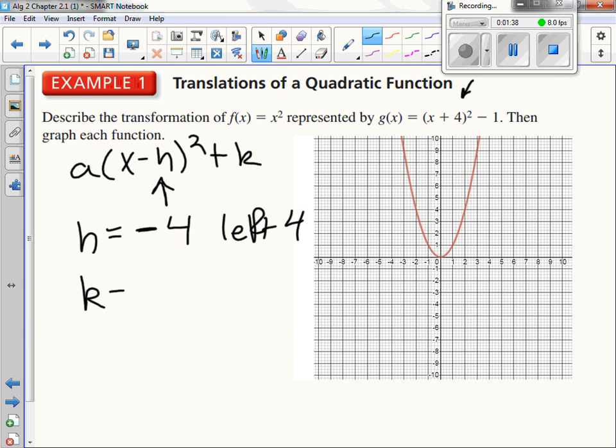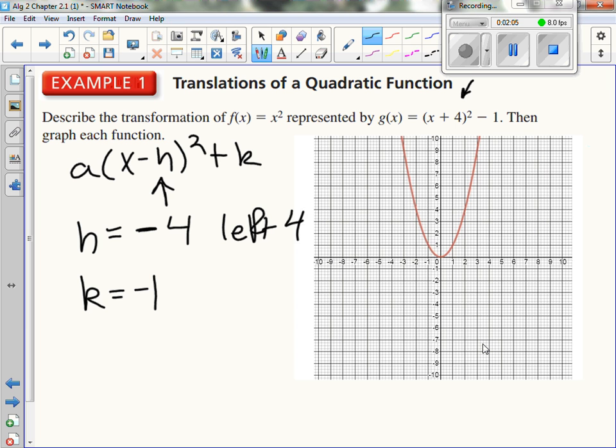Now we do have a value of k. K is on the outside, and it would be minus 1. The value of k, how far we move it up or down, really doesn't change too much. Because h inside is kind of the opposite sign. Since it's positive, it's coming out negative. K, on the other hand, is just what it is. Since it's minus 1, k is a negative 1.